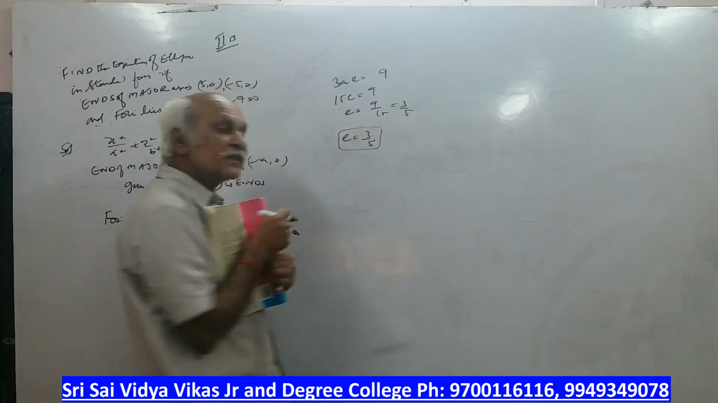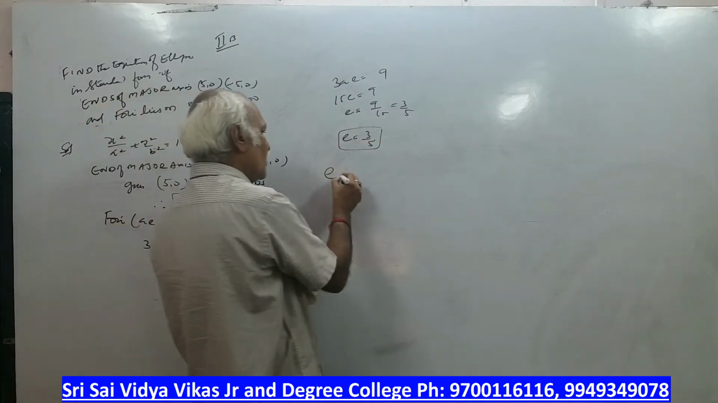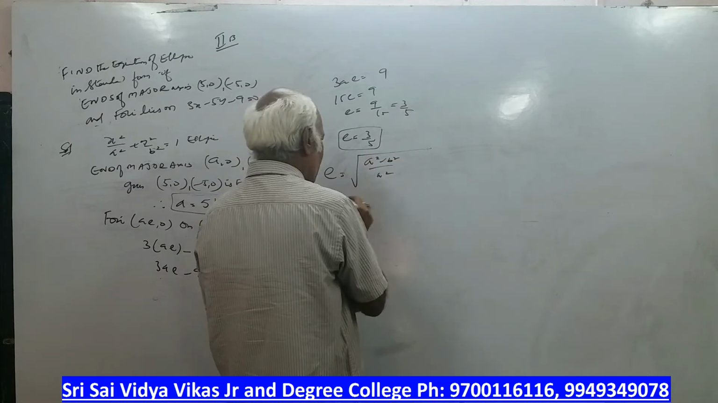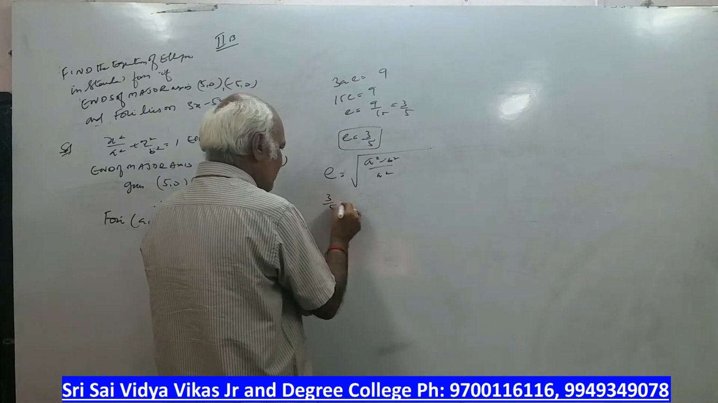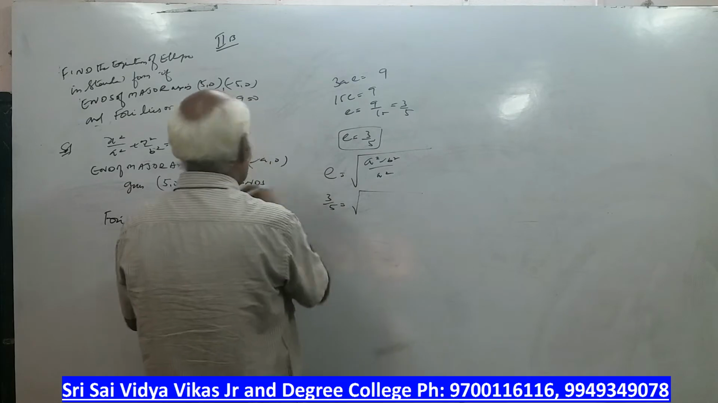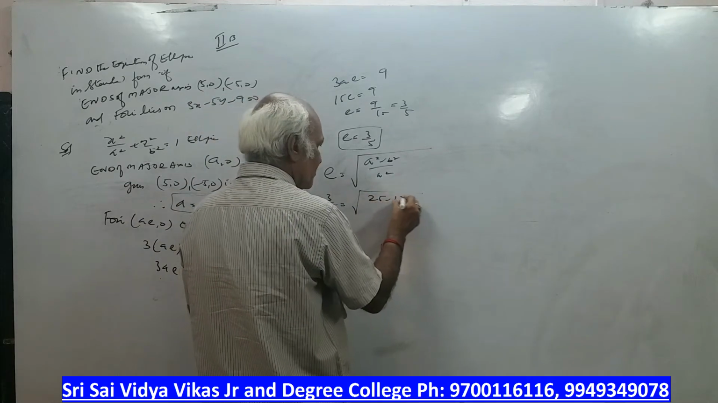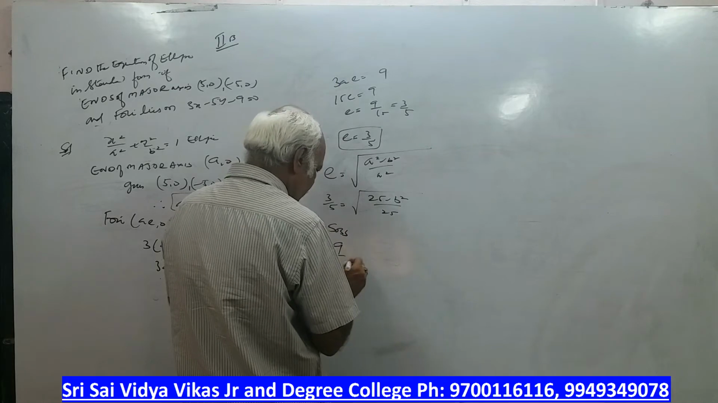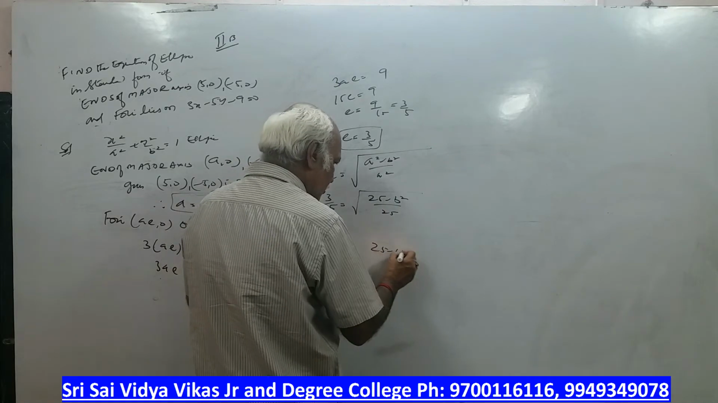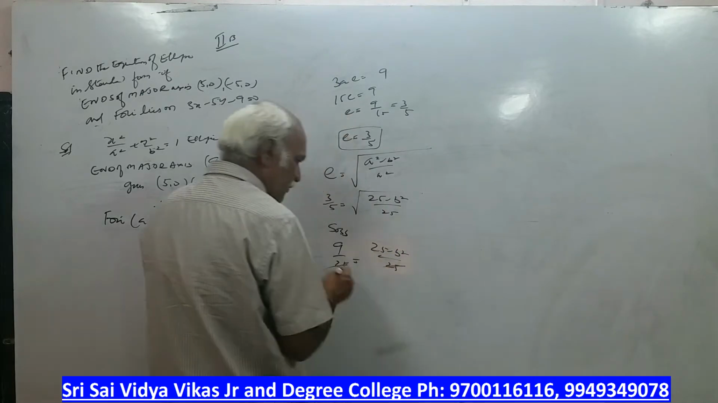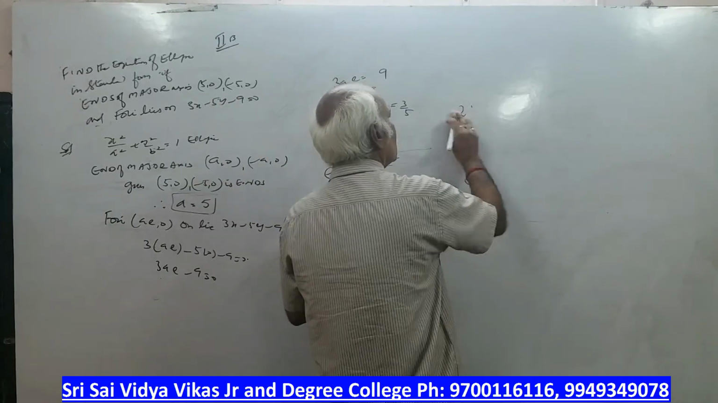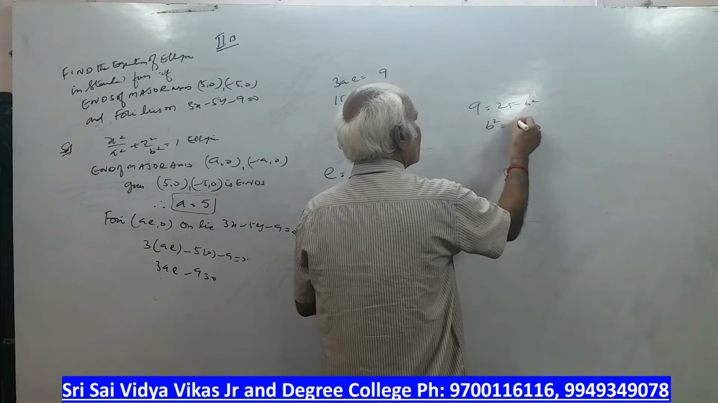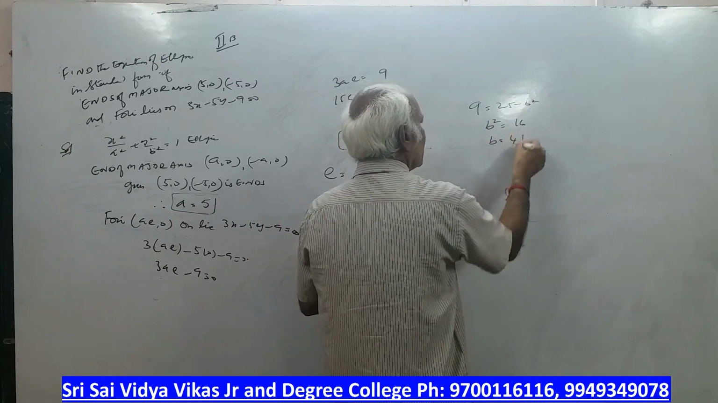The e value is 3 by 5. Again apply the formula: e is equal to root of (a square minus b square) by a square. The e value is 3 by 5 and the a value is 5, so root of (25 minus b square) by 25. Square both sides: 9 by 25 is equal to (25 minus b square) by 25. 25 will get cancelled. 9 is equal to 25 minus b square. b square is equal to 16, b is equal to 4.